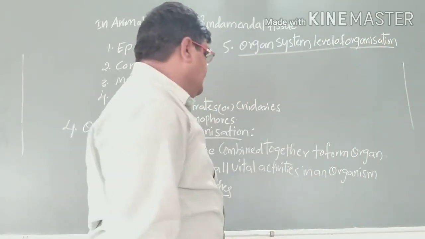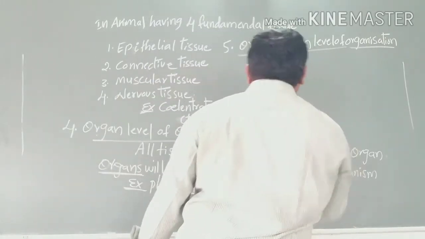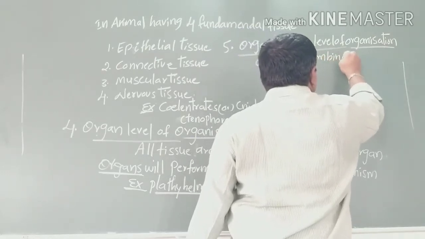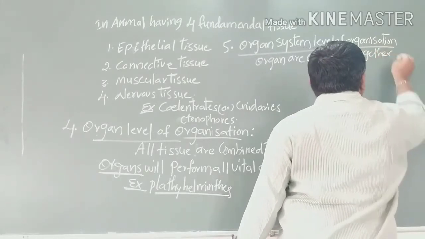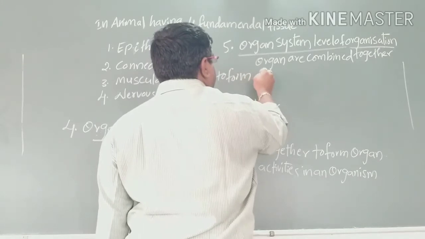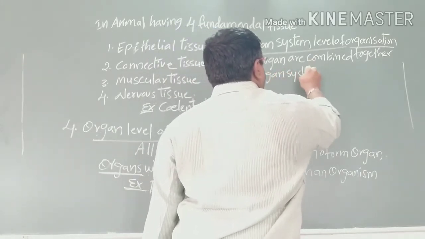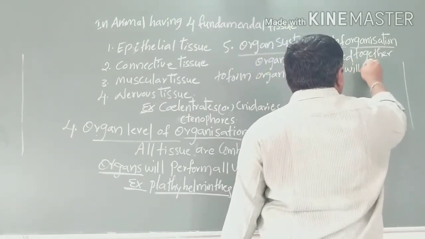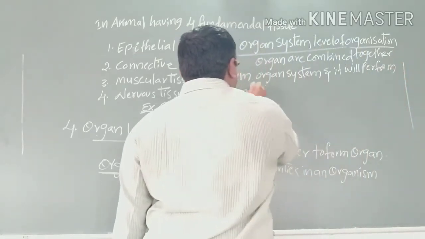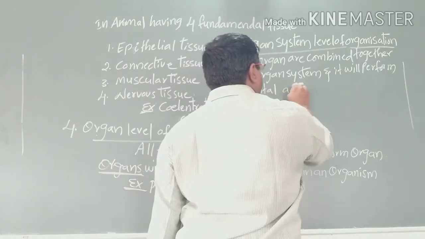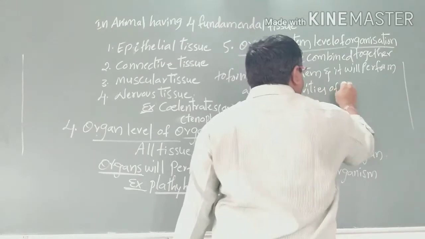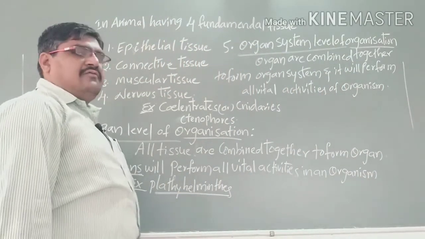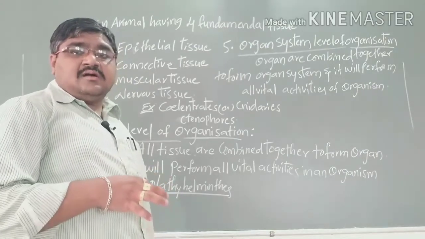So in the organ system, all organs are combined together to form an organ system, and the organ system will perform all vital activities of an organism. This type of grade we can call the organ system level of organization. That means organs are combined together to form an organ system.